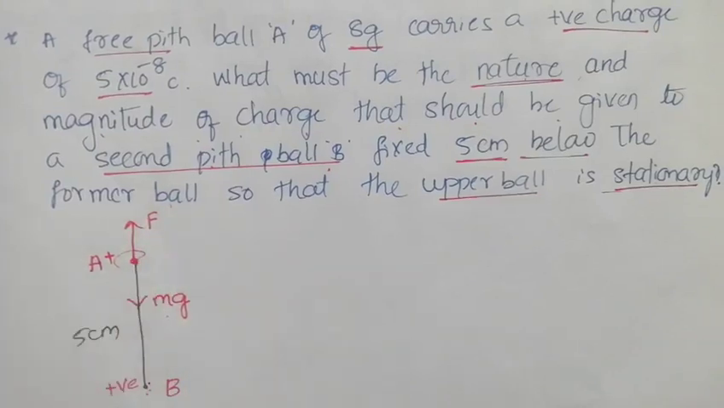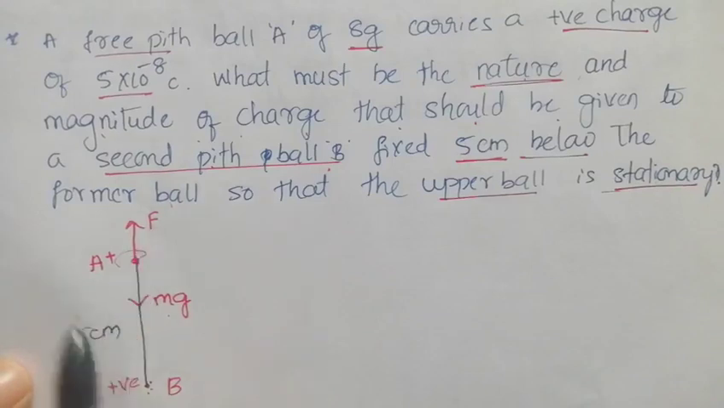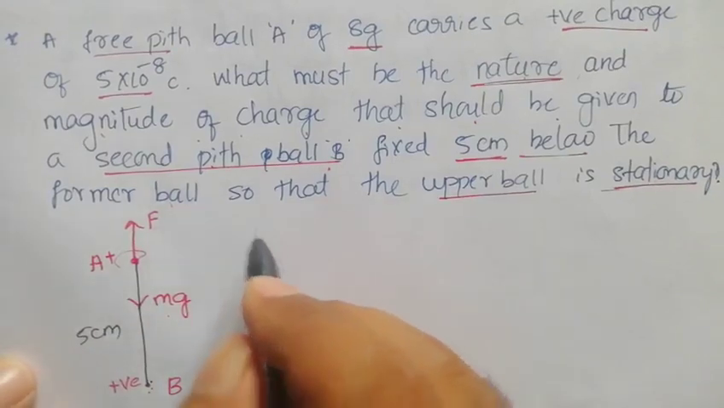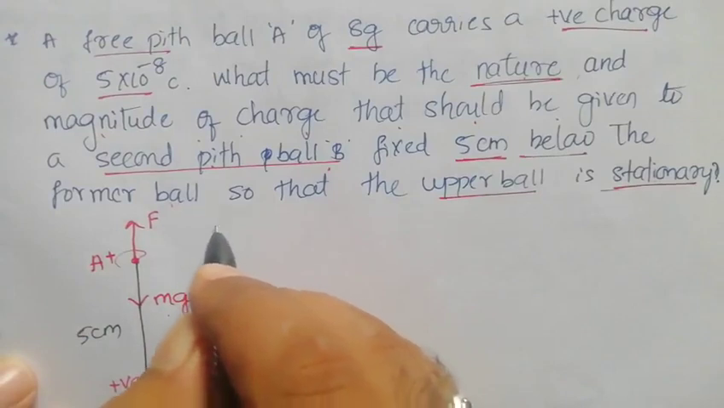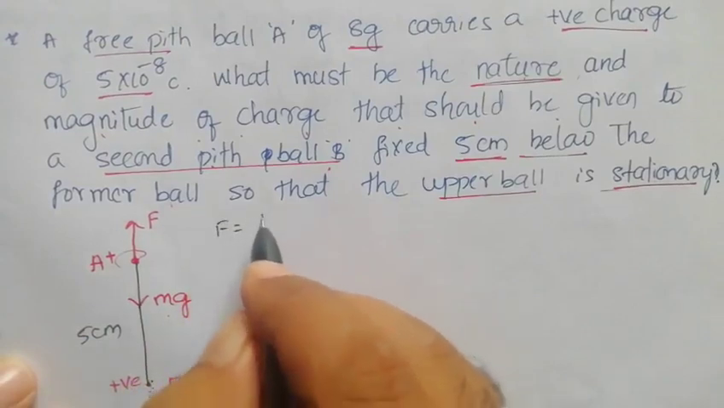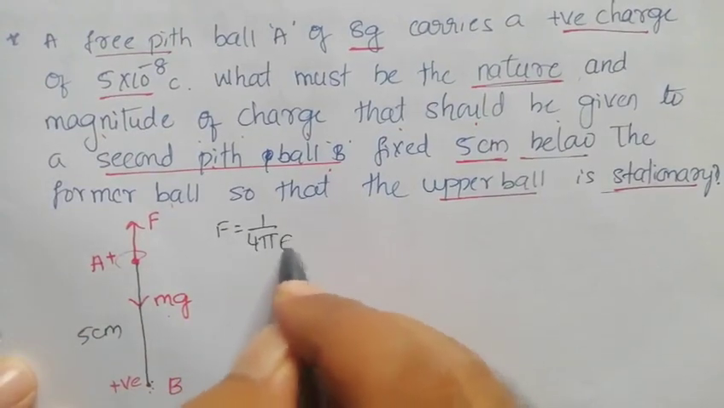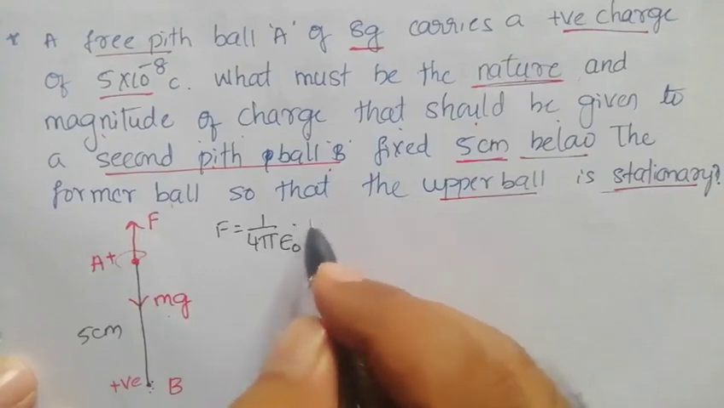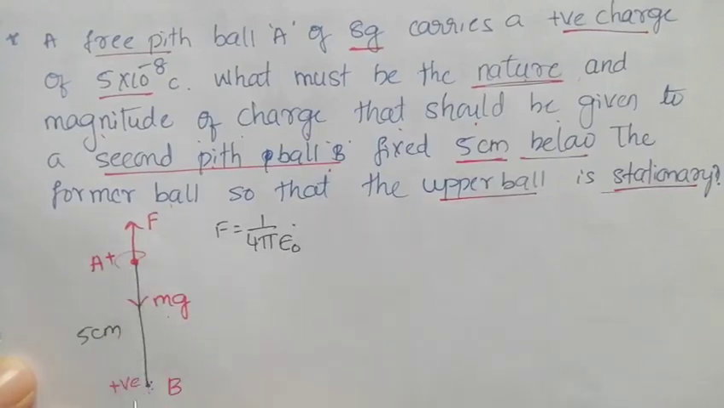So here, how much force do we need to calculate? What type of force is it? Electrostatic force. So what is the formula for electrostatic force? F is equal to 1 by 4 pi epsilon naught multiplied by charges Q1 and Q2. This charge we don't know, this charge we know.